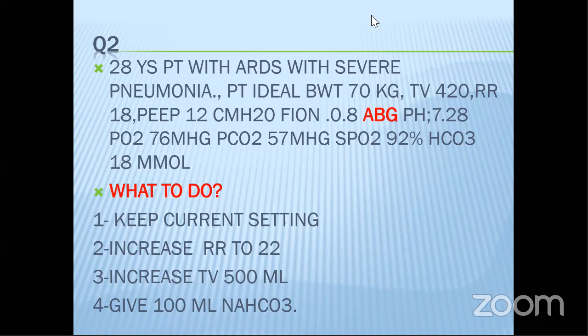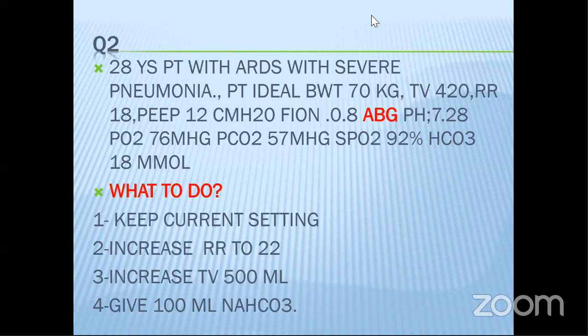A 28-year-old patient with ARDS secondary to severe pneumonia. Patient ideal body weight is 70, his tidal volume is 420, his respiratory rate is 18, PEEP 12, FiO2 0.8 now. ABG shows pH 7.28, PO2 76, PCO2 57, saturation 92, and bicarb 18. So for this patient, what will we do for the current status?